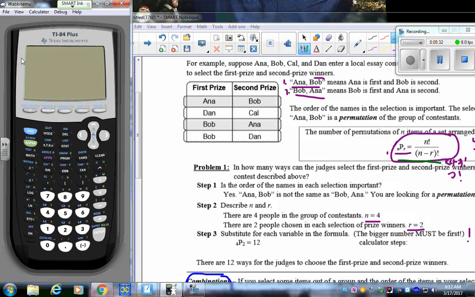All right, so turn it on. Now for this, we are going into the math and we're going into the PRB, which stands for probability, because that's kind of where we're at. There are three different ones we're going to be looking at: choice 2, choice 3, and choice 4. Choice 4 is factorial. So if I asked you to evaluate any number factorial, I should type the number in first.